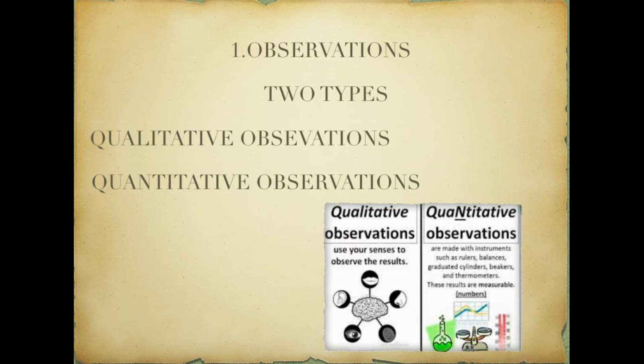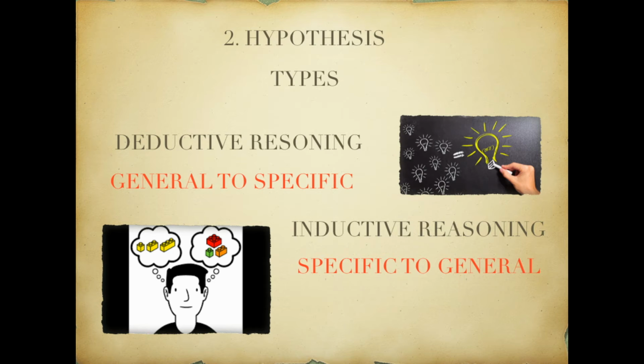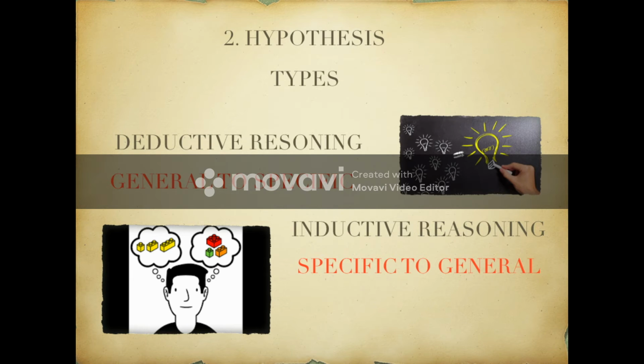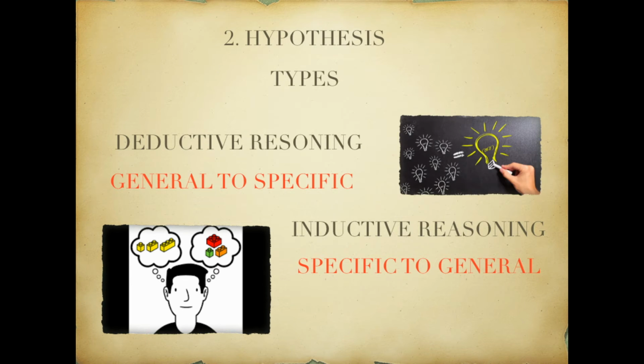When we have observations, then we form a hypothesis. And what is hypothesis? It is the tentative explanation of the observation. Then we have two types of reasoning. We have deductive reasoning and we have inductive reasoning. What is deductive reasoning? In deductive reasoning, do remember that we move from general to the specific. The only thing that you need to remember is from general to the specific.